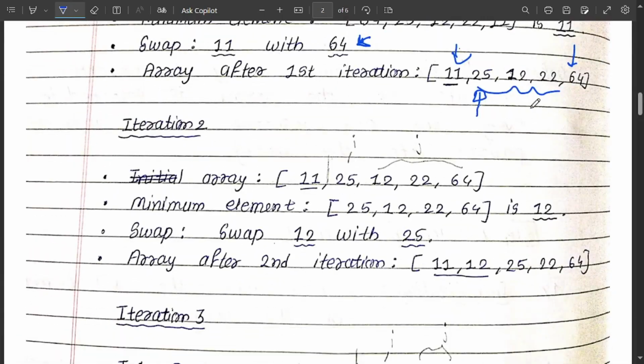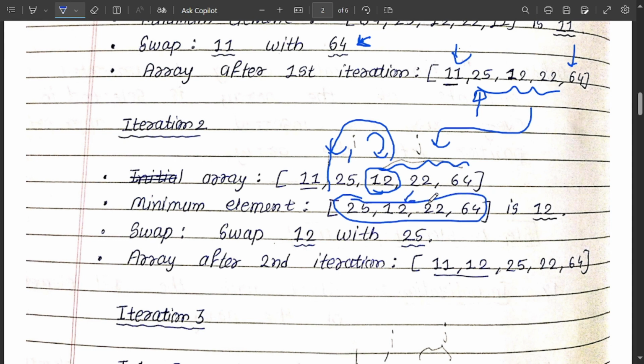Now after completing iteration 1, our i position is updated by 1 position. We are not going to look at 11 because it is sorted now; it is the smallest element compared to all the numbers. Then i is this one and j is this one, and we find that 12 is the smallest number, so we swap 12 with 25. Then the array looks like this: 11, 12, 25, 22 and 64. After that, in the next iteration, we are going to skip.